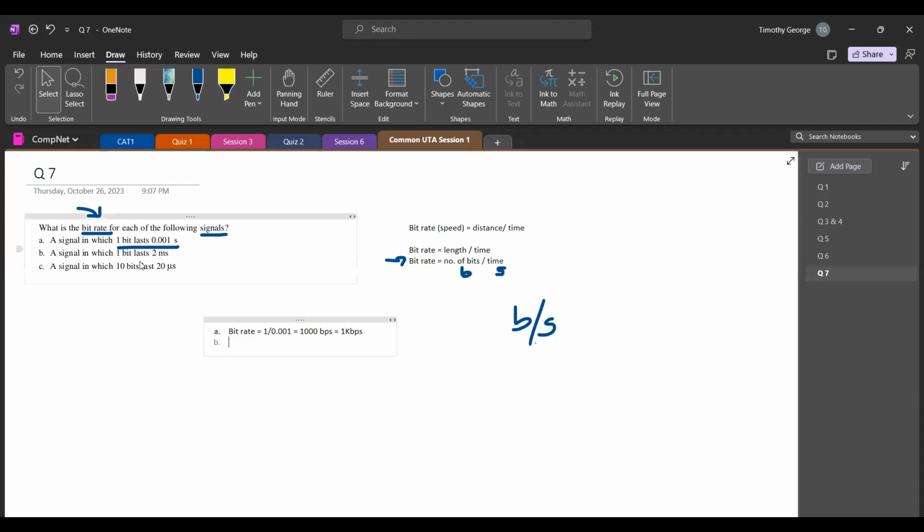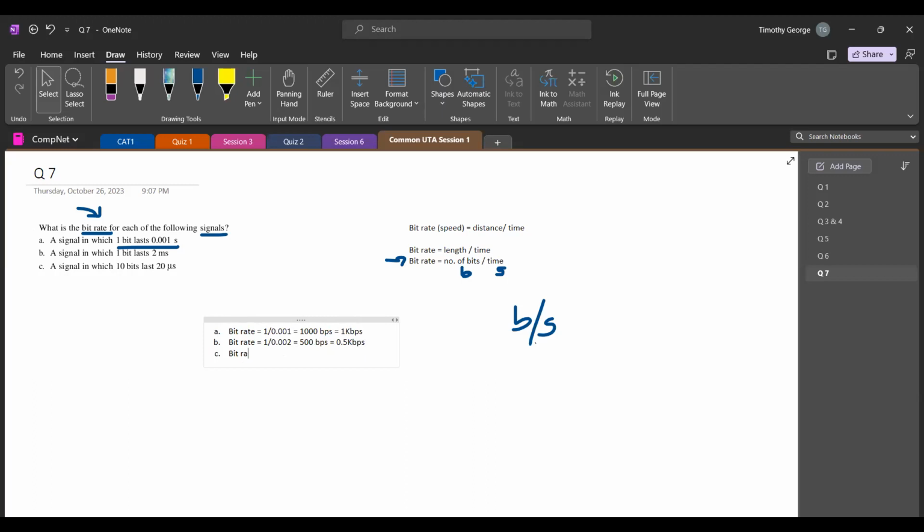Next, 1 bit lasts 2 milliseconds. So bit rate is equal to 1 divided by 2 milliseconds, which is 0.002, giving 500. 500 what? Bits per second. Or we could write this as 0.5 kbps.